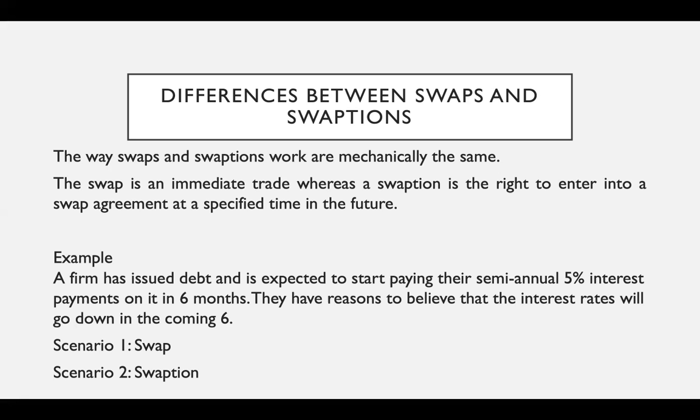So scenario one, if the firm believes and is very confident that the interest rates are going to fall, they simply enter into a swap agreement where they would receive a fixed rate in turn of paying a variable rate. In this case, the notional value of the swap agreement is equivalent to the amount of the debt obligation. So the firm is ideally just swapping out their fixed interest rate obligation for a variable interest rate payment.